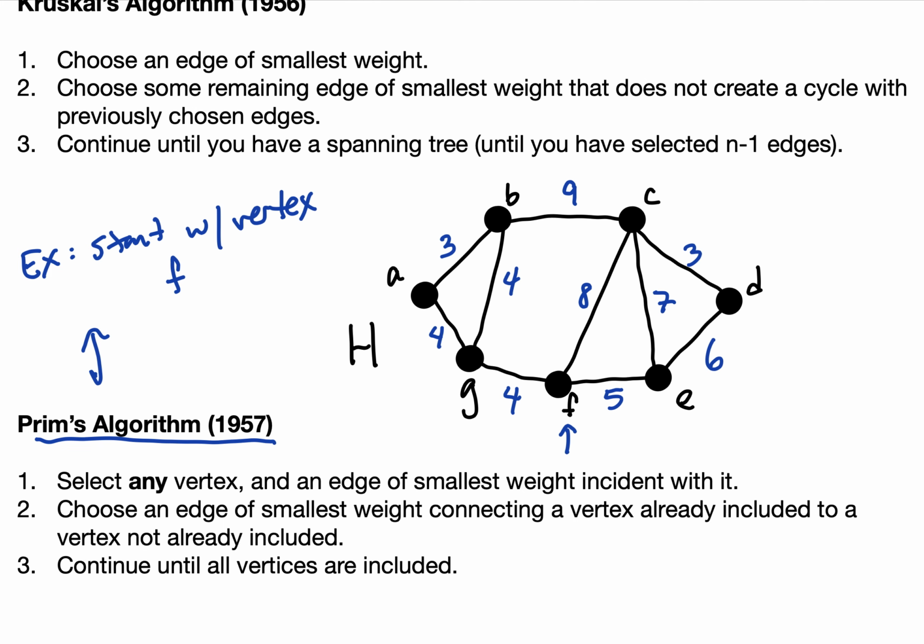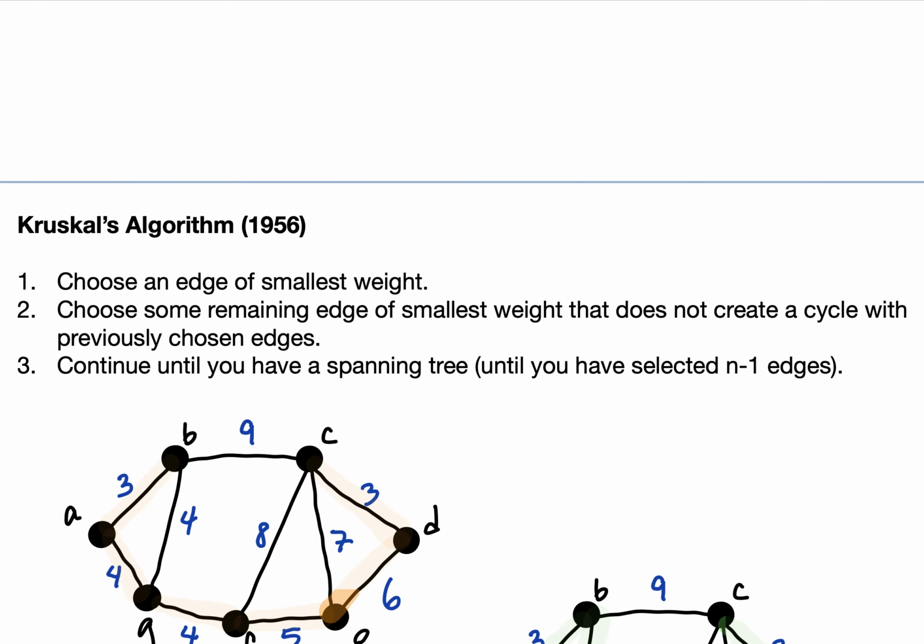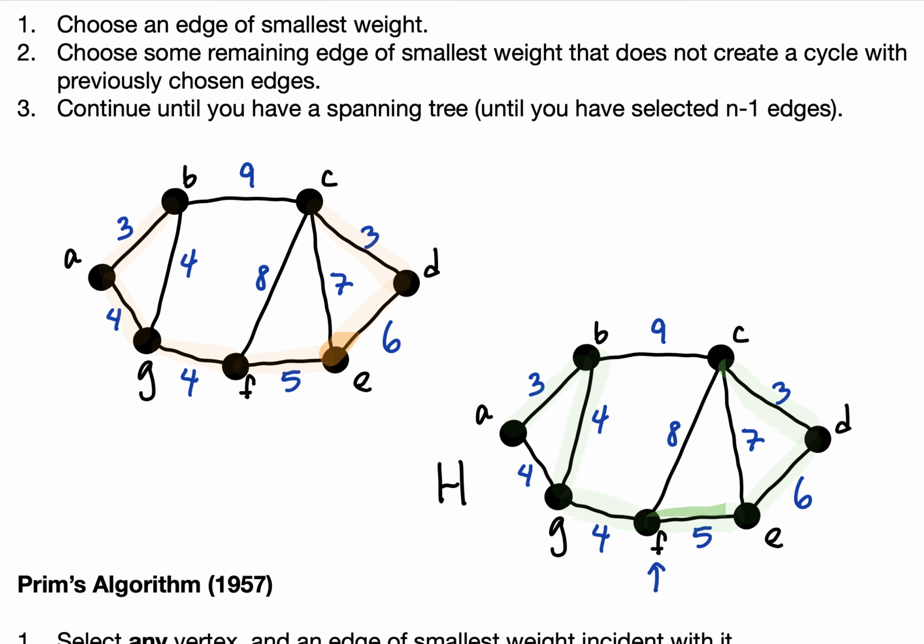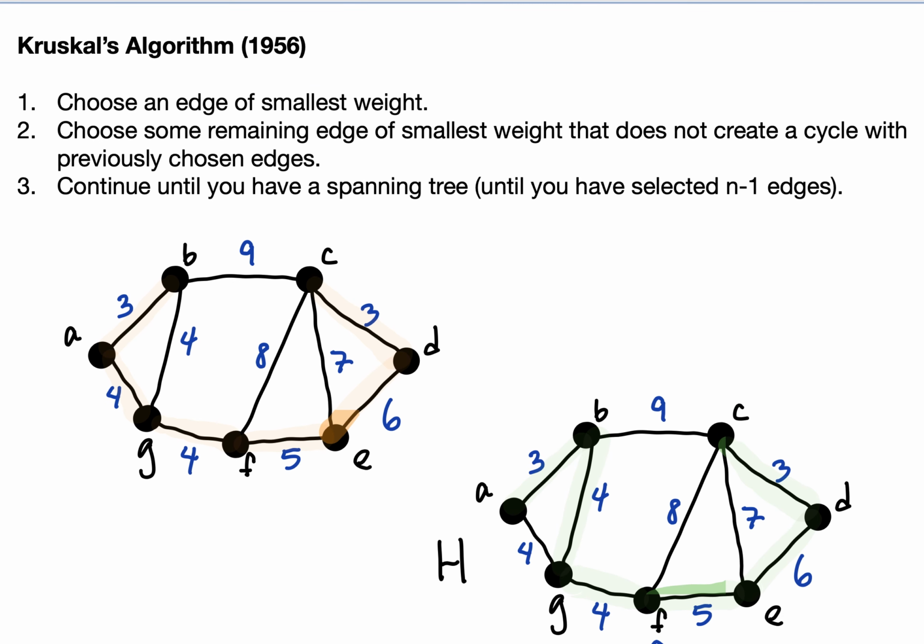Okay, so let's start with Kruskal's algorithm. We can choose an edge of smallest weight. So the two edges of smallest weight each have weight 3. It doesn't matter which one we start with. Let's start with this one. Now we can continue selecting edges of smallest weight that do not create cycles.